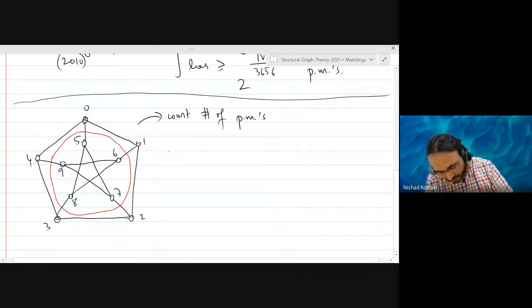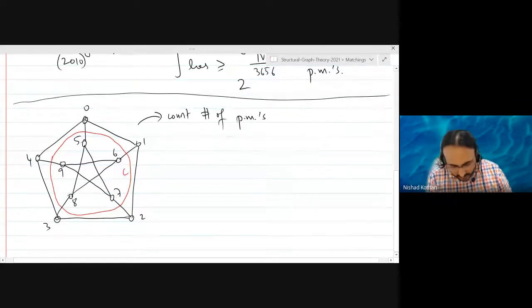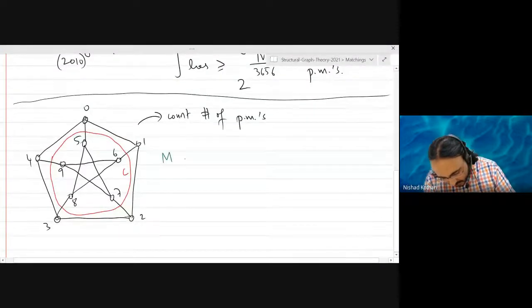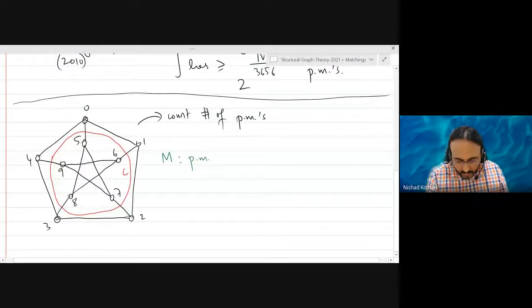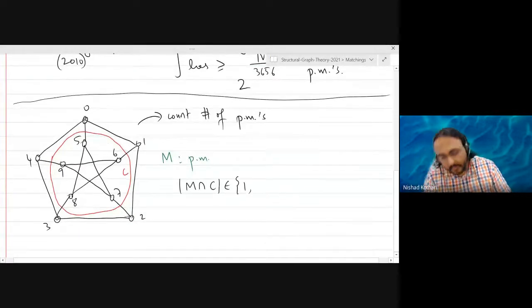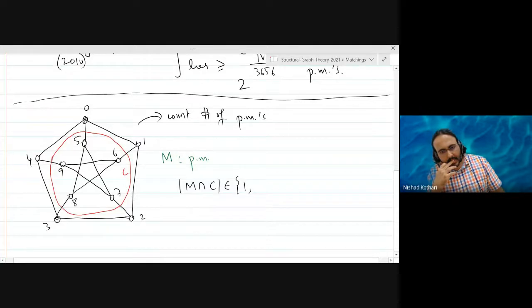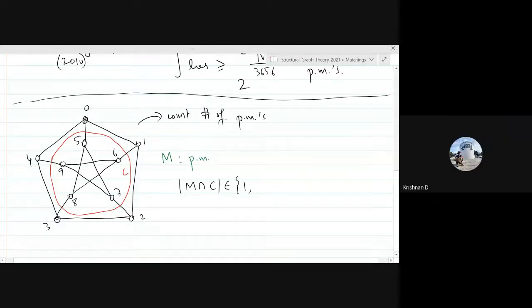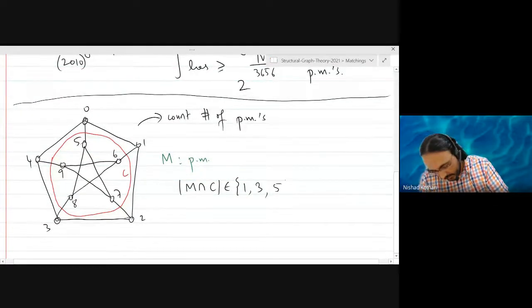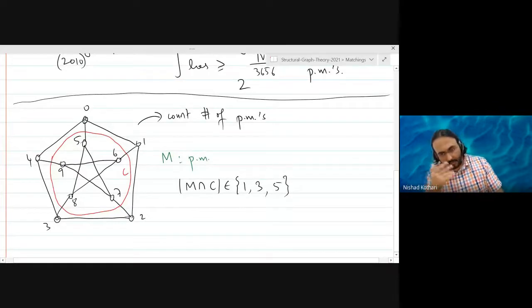Supposing M is a perfect matching, so let's say this is a cut C, and I take a perfect matching, which is, let's say, green. Minimum one edge. Minimum one. Okay, and can you make it stronger? So it could be one, three, or five. Right, exactly. These are the three possibilities because you have an odd number of vertices on both sides.